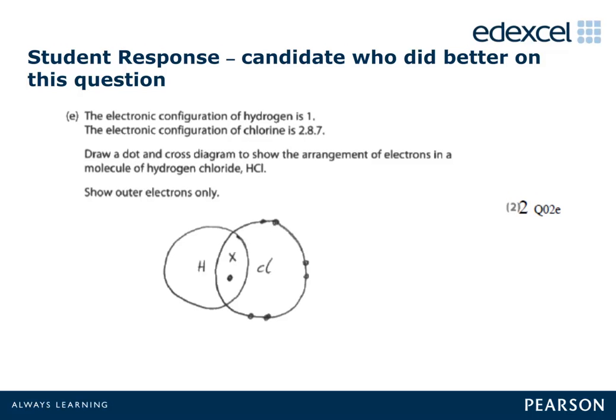A clear dot and cross diagram showing a shared pair of electrons between the hydrogen and the chlorine atom, with the correct number of electrons around the chlorine atom. In this type of question, we do not penalize the use of incorrect atomic symbols. Here, the candidate gave the atomic symbol of chlorine as lowercase c, lowercase l. In addition, we do not penalize if electrons are all shown as dots or all as crosses.